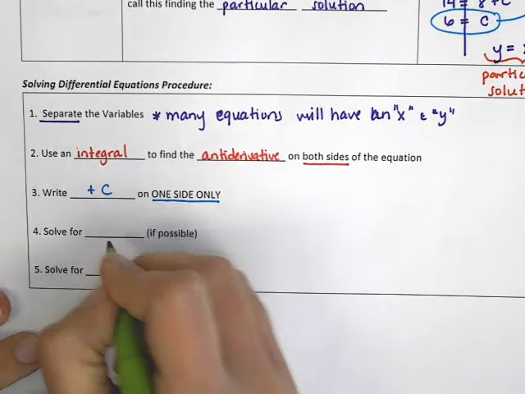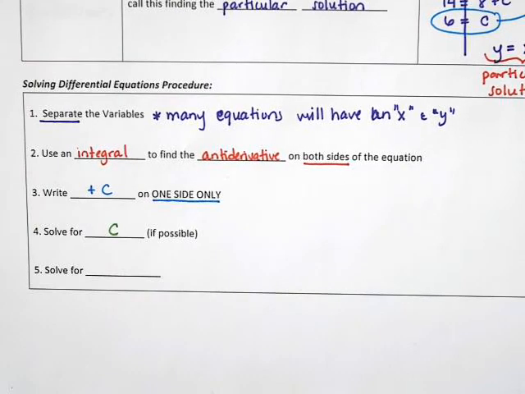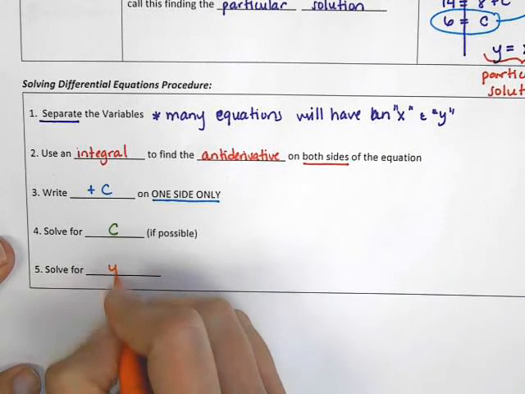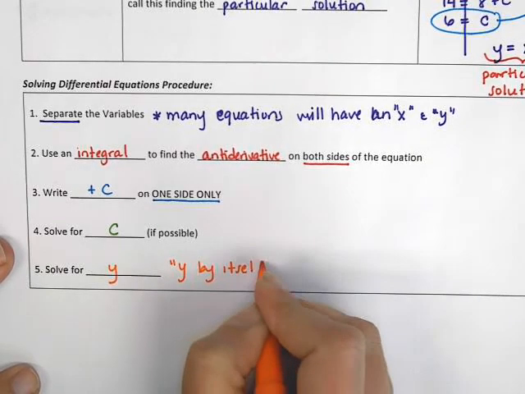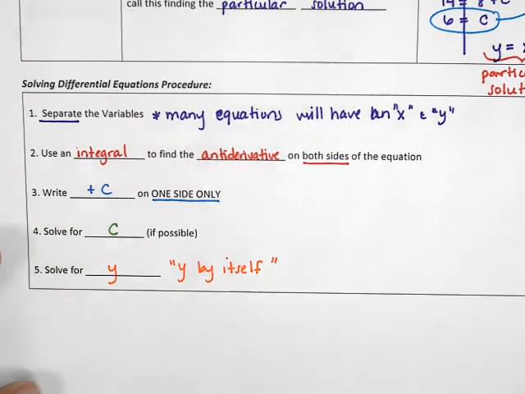Then we're going to solve for c, if possible. We want to use our initial value to find c whenever we can. And then lastly, we're going to rearrange the problem and solve to get y by itself. At the end of the day, we want to have the equation of the original. And typically that means we're going to want to write that equation where y is by itself.